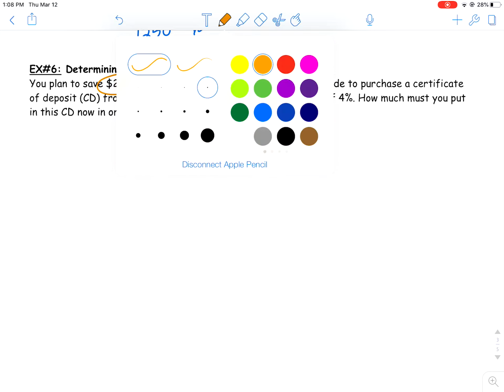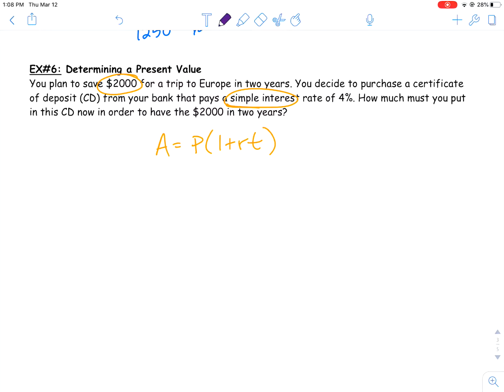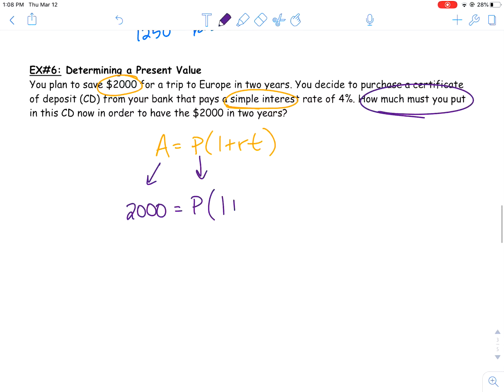So we know that my ending amount at the end of the 2 years, don't we want to make sure that we have at least $2,000 so we can go to Europe? How much money are we going to start with? Well, isn't that what we're kind of trying to figure out? We don't know what the principal amount is, so I'm going to call that P, because we want to figure out what that principal amount is, how much money we have to put in the account today.